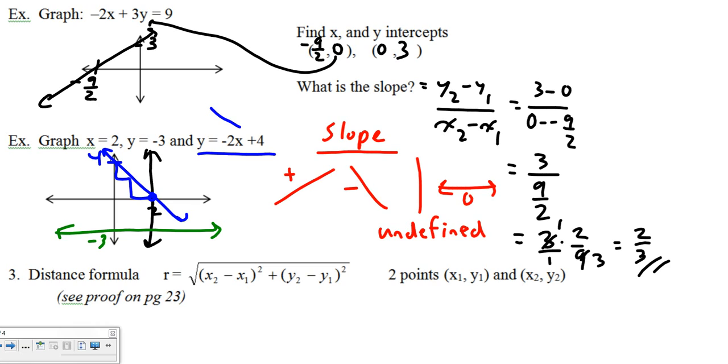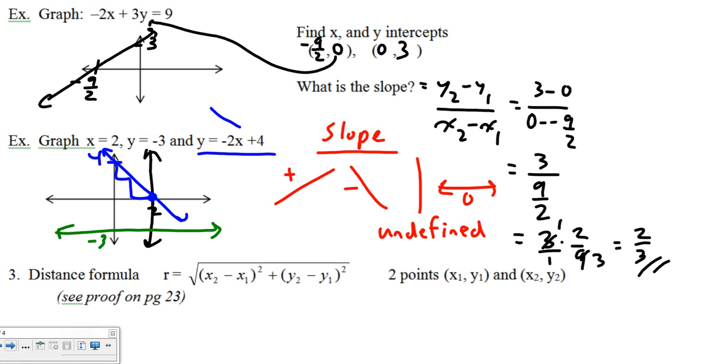The reason why it's undefined if the line goes up and down is because it's change in y over change in x. Your change in x on that line is going to be 0. There is no change of x, which makes it undefined. The reason why this is 0 is because your change in x is a number now, but your change in y is 0, and that's why that is equal to 0. There's a reason behind it, we're not going to memorize it.